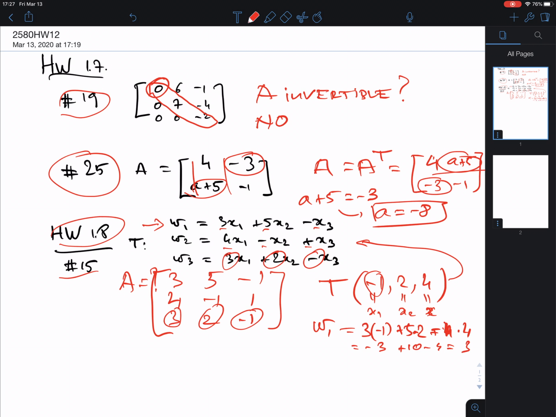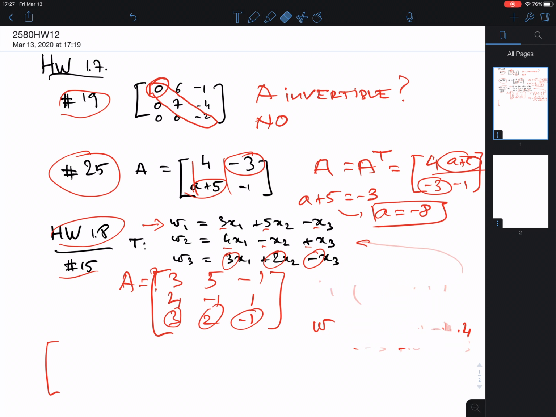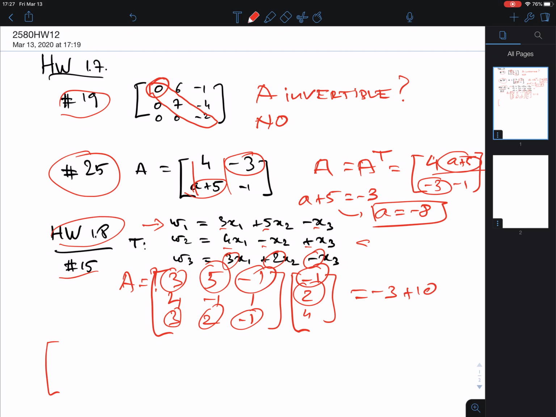But we can also do this quicker. We can use the matrix. Let me do this just here. So we do this matrix here now, and we just put here the vector, now written as a column, minus 1, 2, 4, and we just do the matrix operation. So we do 3 times minus 1, 5 times 2, minus 1 times 4. That's of course the same number that we had previously, and this is the first row.